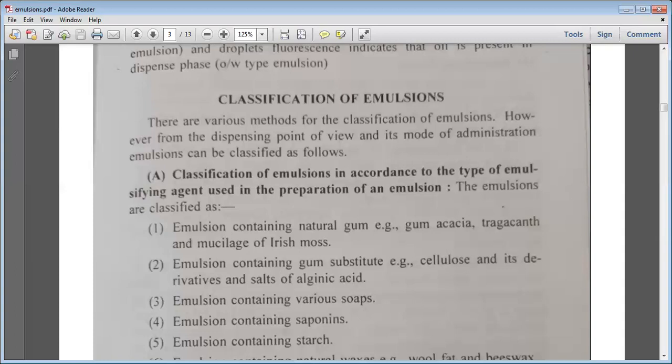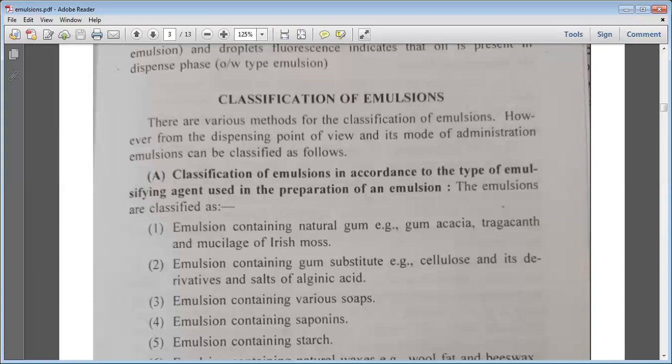So now if you see the classification of emulsions based on the preparation and based on the emulsifying agents being used, the emulsions can be classified as emulsions containing natural gums. As I told you, there are natural emulsifying agents which are present. So the emulsions can be prepared by using natural emulsifying agents, like emulsions containing natural gums: gum acacia, tragacanth, mucilage, or Irish moss. Or you can also use egg yolk, but it is rarely used in the formulation of emulsions. But the commonly used natural substances or natural gums as an emulsifying agent in the preparation of emulsions are gum acacia, tragacanth, mucilage of Irish moss, or egg yolk.